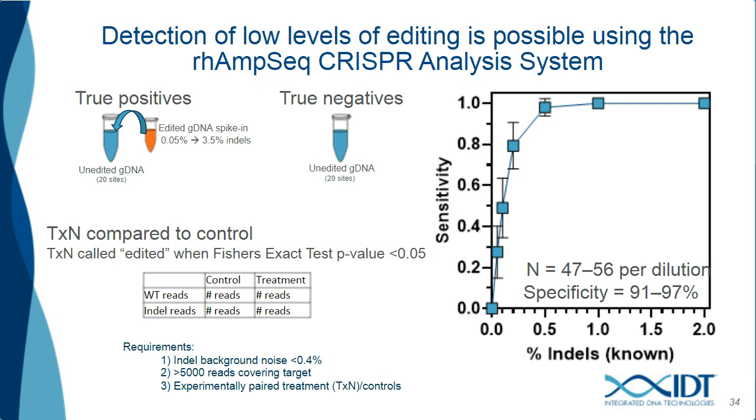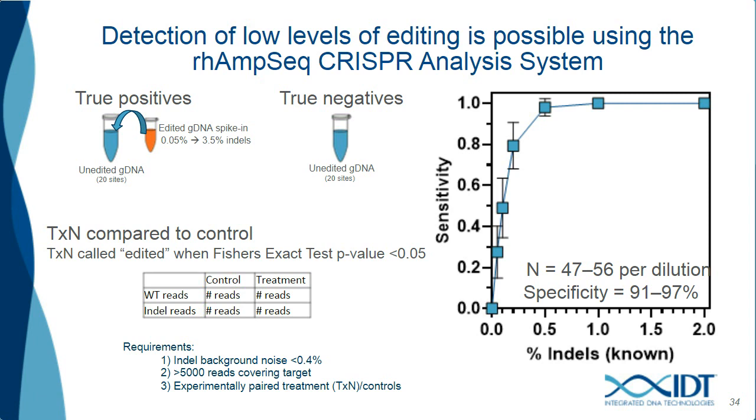to another control. To provide a binary call if a sample was edited or not at a target site, we performed a Fisher's exact test on the paired samples at the same site, comparing the read count of wild type and indel-containing reads for the assigned treatment versus control. This allowed us to generate a p-value, which we used as a threshold to qualify anything with less than 0.05 as a truly edited target site.